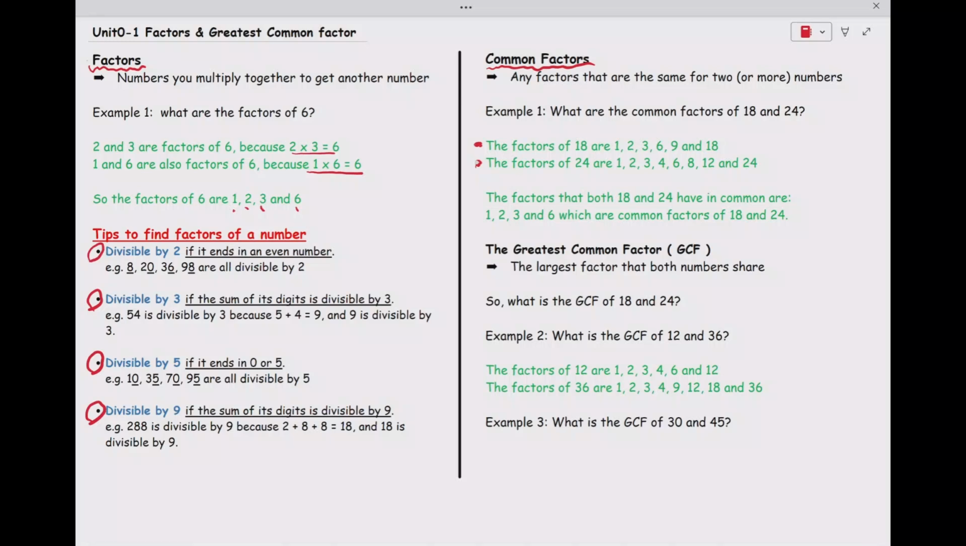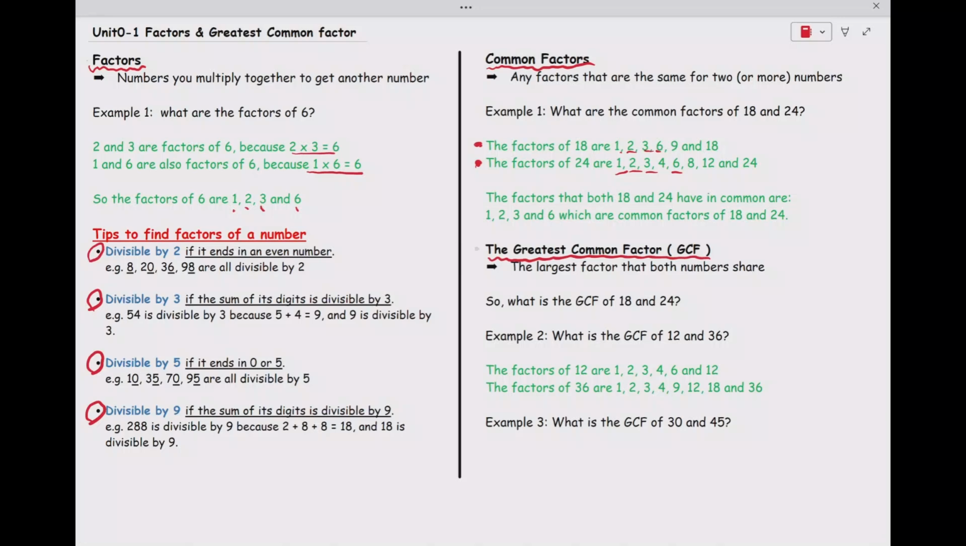So, the common factors of 18 and 24, meaning the factors that both 18 and 24 have in common, are 1, 2, 3 and 6. Sometimes, you may be asked what the greatest common factor for certain numbers is. The largest factor that both numbers have in common is called greatest common factor, or GCF for short.